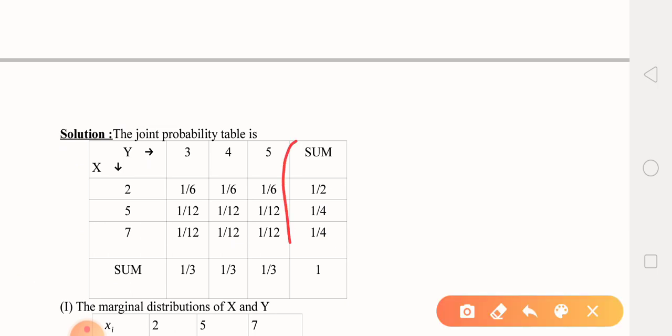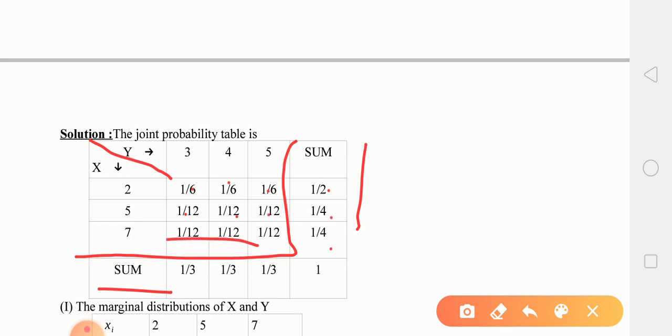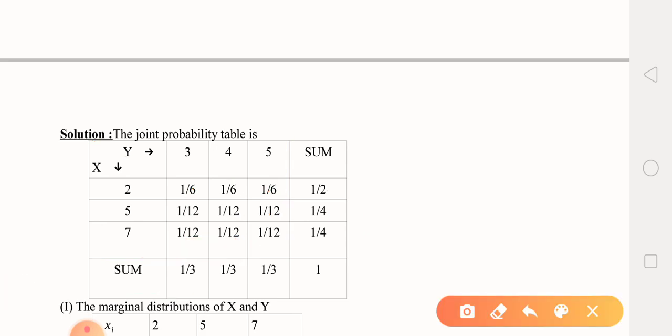So till here it is already given. I have added some extra, the last row and last column. It is better if you divide x and y like this. Sum of 1 by 6, 1 by 6, 1 by 6 is 1 by 2. 1 by 12, 1 by 12, 1 by 12 is 1 by 4. Again the same sum, 1 by 4. 1 by 6, 1 by 12, 1 by 12 is 1 by 3. Same here, 1 by 3, and the same sum here. If you consider the sum of all these values, it is 1, and all these values also 1.